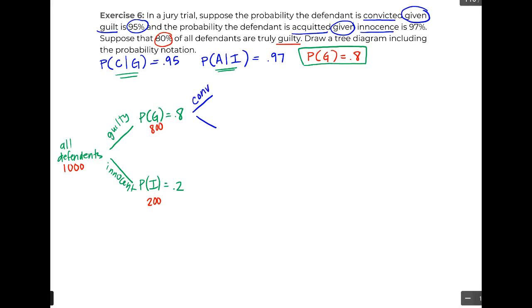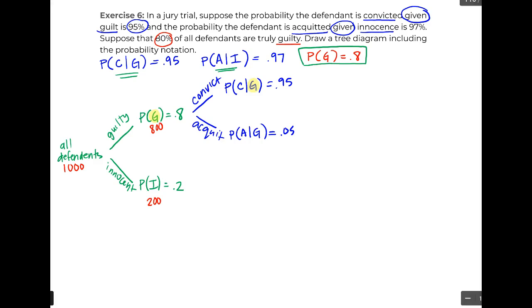We can either convict them, make the correct decision, or we can acquit that person, make an incorrect decision. And as I translated, we know that they are guilty, so that's what's going to go behind the line in our notation. And we have this rate. We know 95% of the time, if they're guilty, that they're convicted, which means 5% of the time we must make the wrong decision and let them go free.